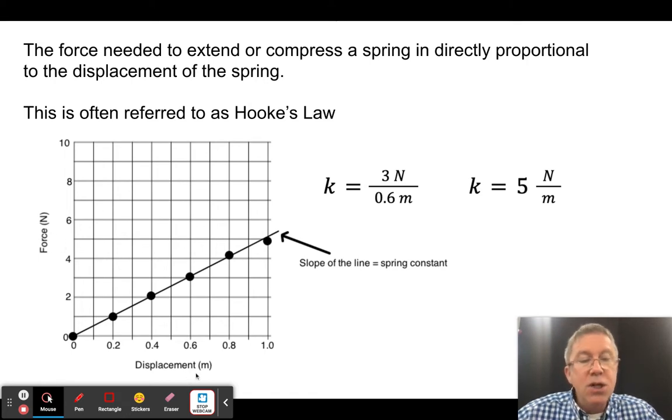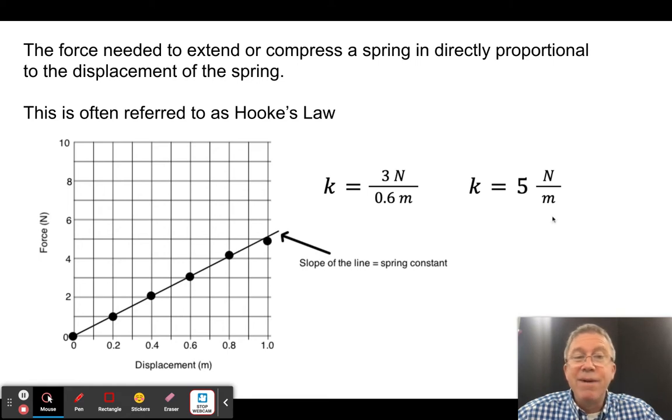That's just the slope. So you are expected to know on the AP test that if you have a force versus displacement graph for a spring, the slope of that line is going to be the spring constant, because the spring constant is newtons divided by meters, which is what the slope would be. So to find the spring constant, I would simply pick a point along here. Let's go to 3 newtons. 3 newtons divided by 0.6 meters gives me 5 newtons per meter. That would be my value for k, the spring constant.